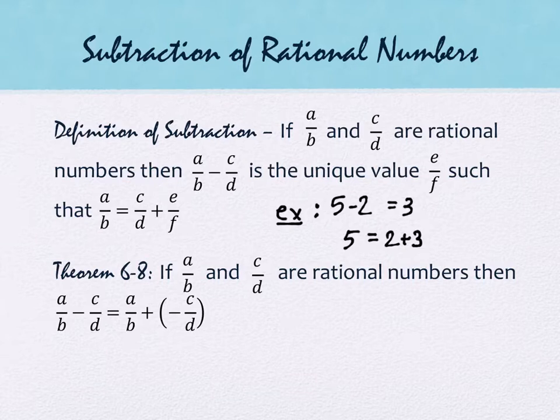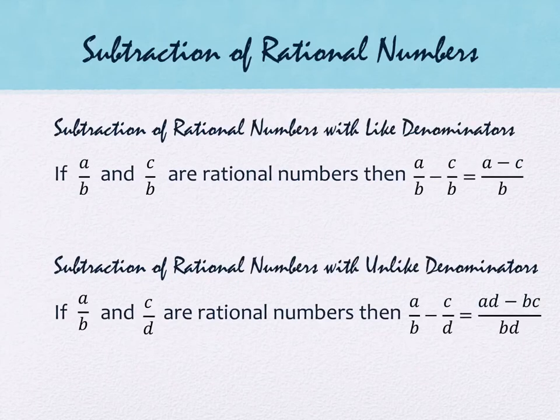Okay, so this is all turning subtraction into addition, and addition is what we did last time. We talked about addition of rational numbers. So we're going to take the things that we did with addition and apply them to subtraction. In particular, we have subtraction with like denominators and subtraction with unlike denominators. If the denominators are the same, a over b and c over b, we just subtract the numerators, a minus c, and it's still over the same denominator b.